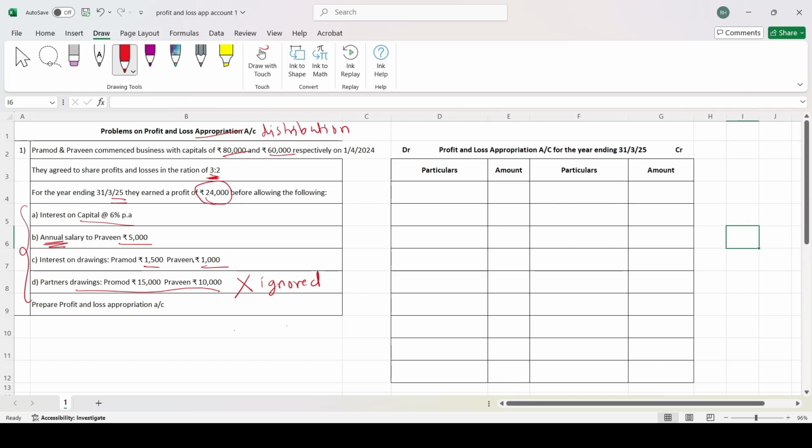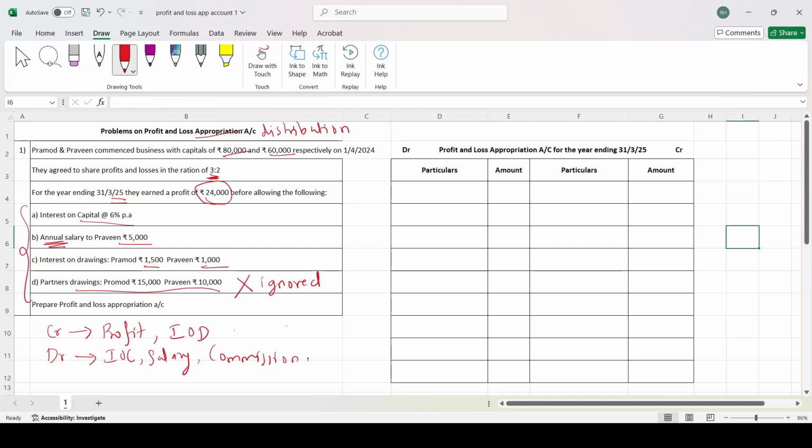That's it. Now prepare the P&L appropriation account. We'll solve the problem now. One thing you have to keep in your mind: on the credit side of your P&L appropriation account, we are going to record the profit which is given in the problem, as well as interest on drawings. In the debit side, we will record interest on capital, salary, commission and all those things.